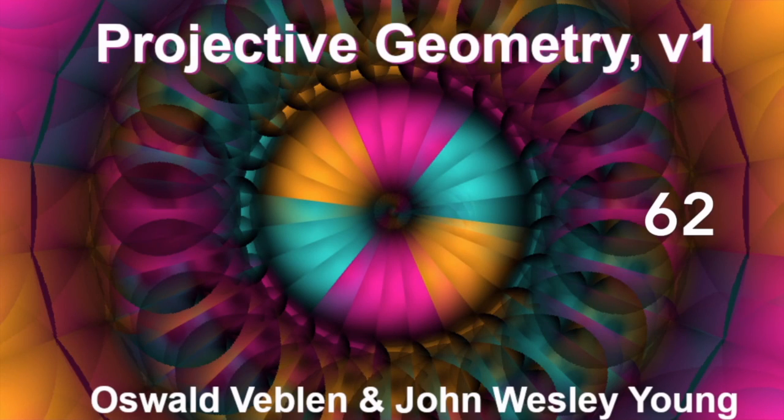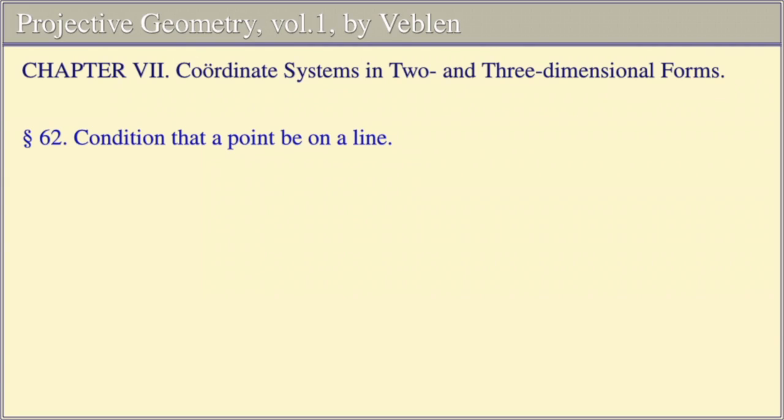Projective Geometry, Volume 1, by Oswald Veblen and John Wesley Young. Chapter 7, Coordinate Systems in 2- and 3-Dimensional Forms. Section 62, Condition that a point be on a line.